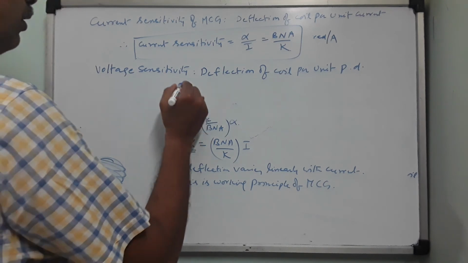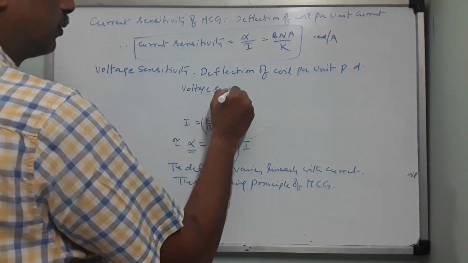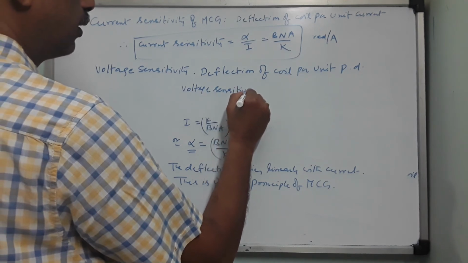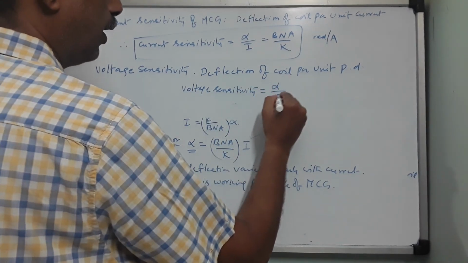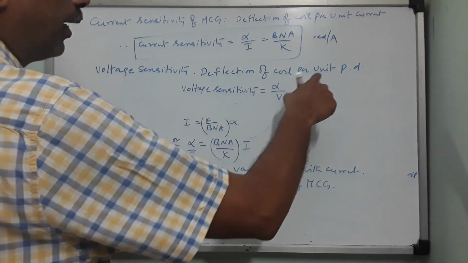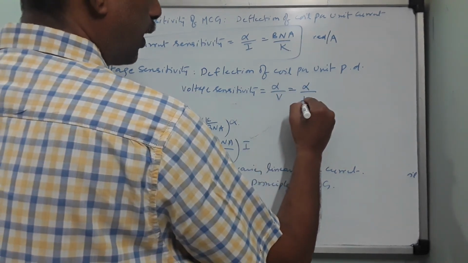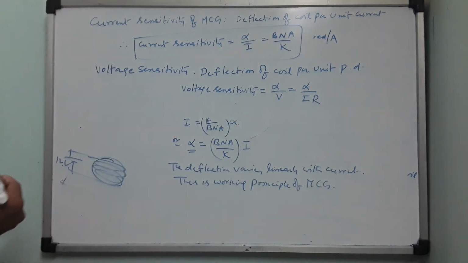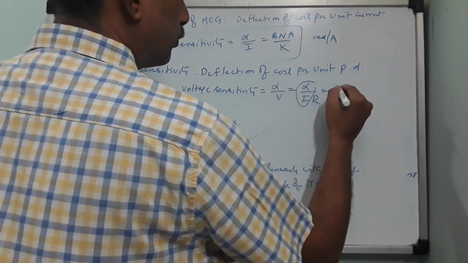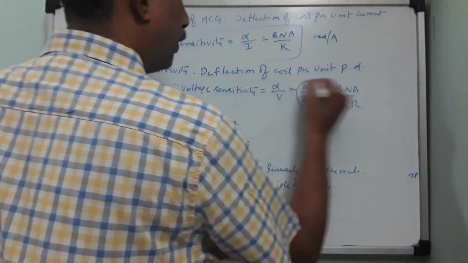So we define voltage sensitivity as the deflection of the coil per unit potential difference. Deflection of coil alpha divided by unit potential difference V. So children, this can be written as alpha equals to, by Ohm's law, IR. Now you already have alpha by I, that is nothing but BNA by K. So this is BNA divided by K into R. So this is your voltage sensitivity.